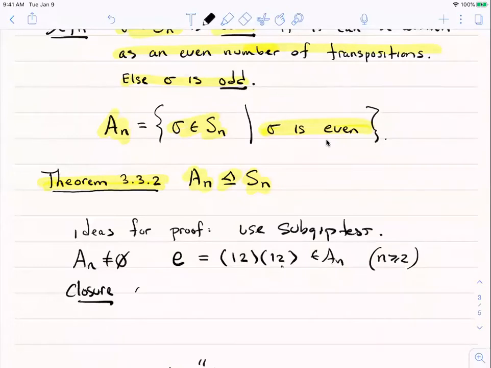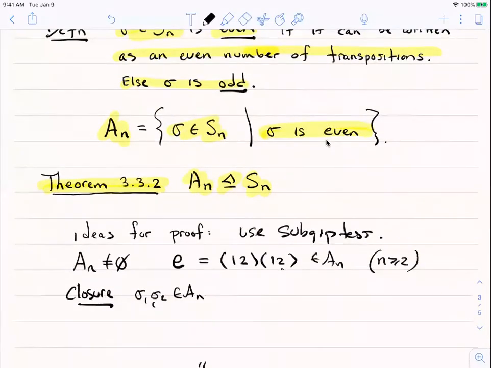Closure. You take a couple of permutations, say sigma 1 and sigma 2. They're both even. So what does that mean? It means that when you write sigma 1 as a product of transpositions, you have some even number of them. Let's just write 2k. Sigma 2 is also a product of transpositions, say tau stars. There's an even number of them, let's say 2m. Well, I think I can see that sigma 1 times sigma 2 is a product of how many transpositions? 2k plus 2m.